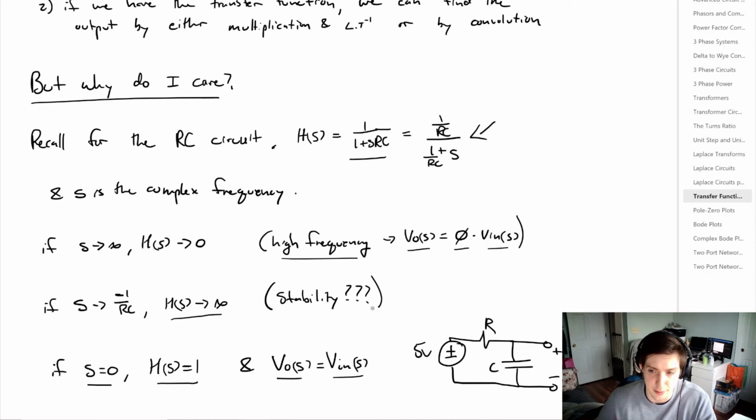Now what does 0 frequency represent? It represents a DC source. So if we had a DC 5 volt source, whatever R and C choose to be doesn't really matter. Because our output, what's that going to be in the DC case? It's going to be 5 volts because there's no current flowing through the system.